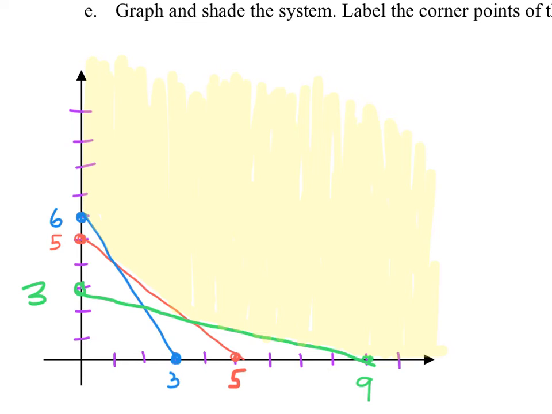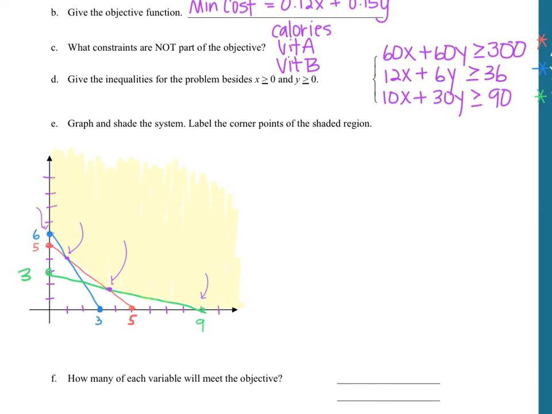So I see a couple different intersection points or corner points here. We've got a corner point right there, we have another one here, we have another one here, and our final one is right there. So let's work on finding our corner points. The first corner point on the y-axis is the point 0, 6.